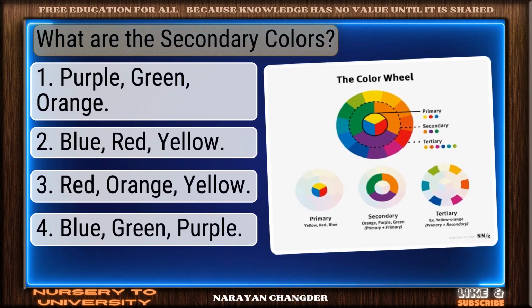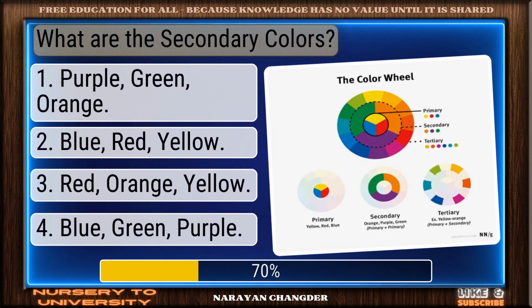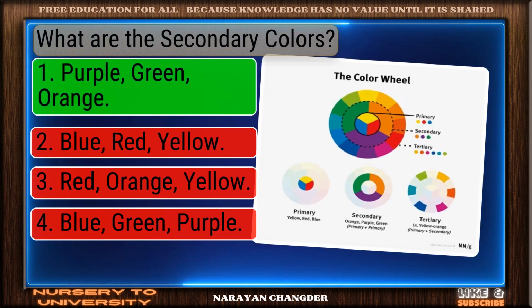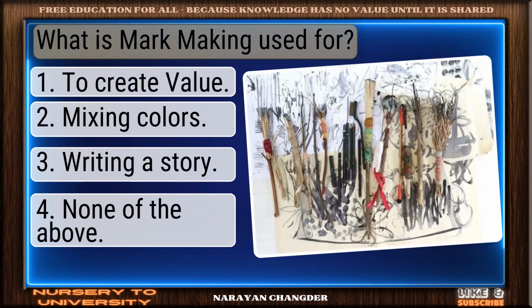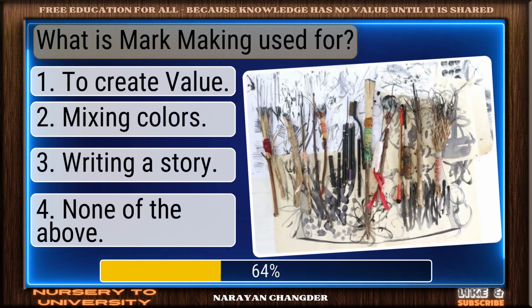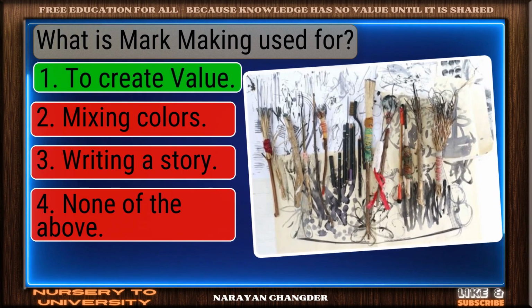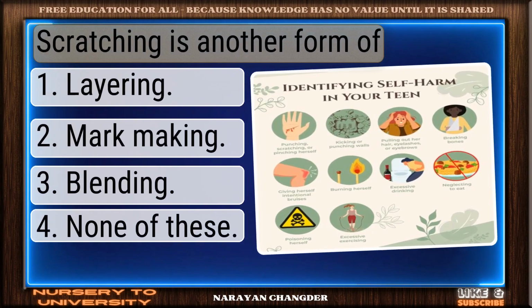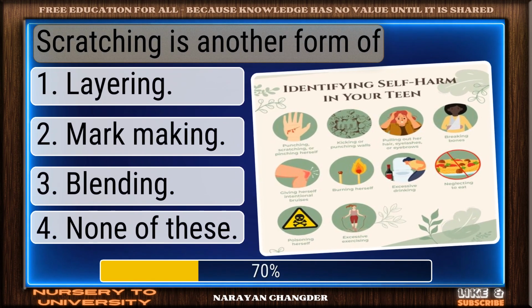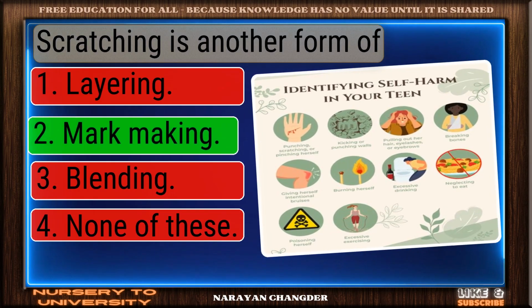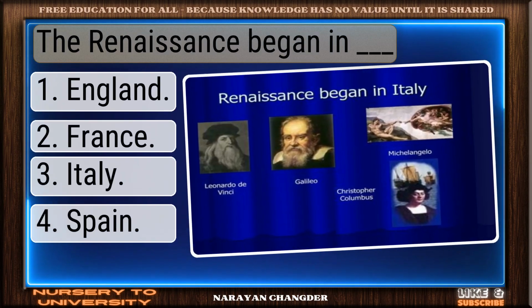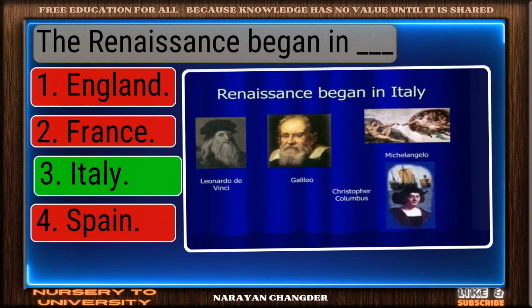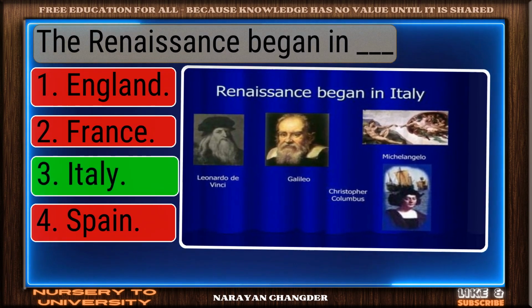What are the secondary colors? On track. Purple, green, orange is the correct answer. What is mark making used for? You're right. To create value is the correct answer. Scratching is another form of. Excellent. Mark making is a brilliant choice. The Renaissance began in dash. Right again? Italy is a valid answer.